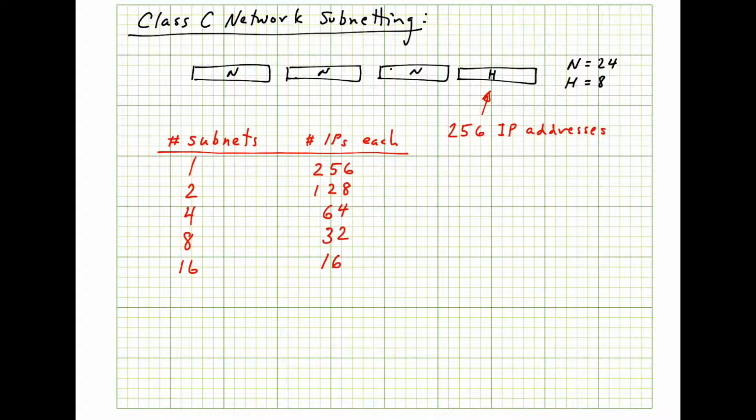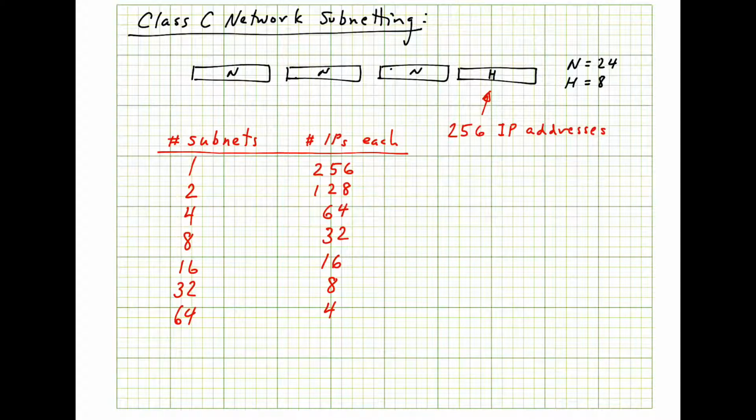So you can see that 16 times 16 is 256. The product of the number of subnets and the number of IPs in the subnets is always 256. 32 subnets of size 8 and 64 subnets of size 4. And that's about as small of a subnet as we're going to get.